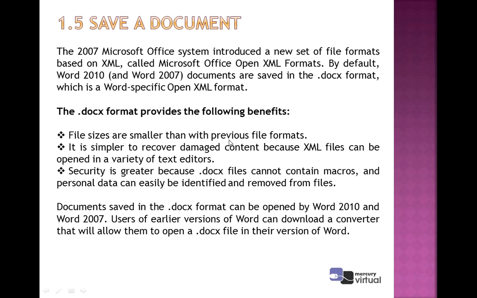File sizes are smaller than with the previous file format. For example, if I am saving the document in 2003, that is before 2007, then the Word file will be saved by using the extension .doc, simple .doc. But if I am saving in 2007 or 2010, it will be saved by using the .docx format. So the main benefit of .docx is that file sizes are smaller than the previous file format.